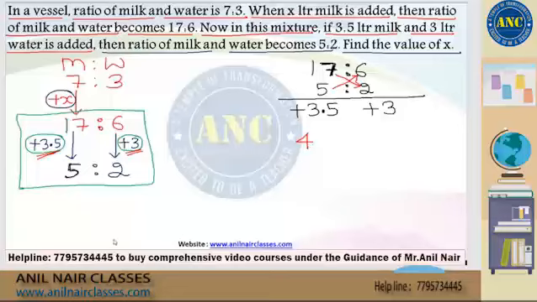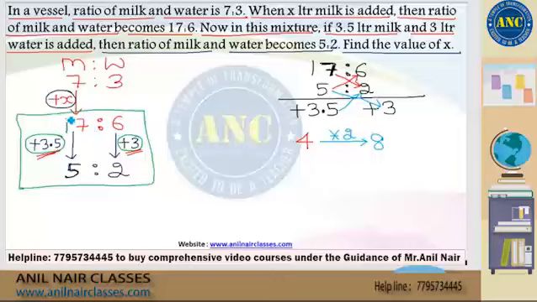Similarly, take the cross multiplication again here. 5 into 3 is 15. 3.5 into 2 is 7. 15 and 7, what is the difference? 8. According to the first cross multiplication, the difference is 4. But according to the second one, the difference is 8. Multiplying factor is how much? 4 is becoming 8. Multiplying factor is 2.